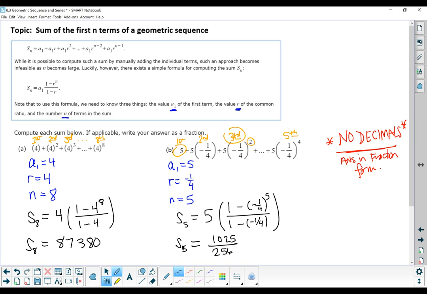256. Now, I would like to note that some of these your calculator will be able to handle, and will put it into fraction form nicely, like this one did. But if it doesn't, calculate the numerator and the denominator separately, and you may have to do some simplifying yourself by hand to get that answer. So if you need some help with that, let me know. But we do need our answer to be in fraction form.